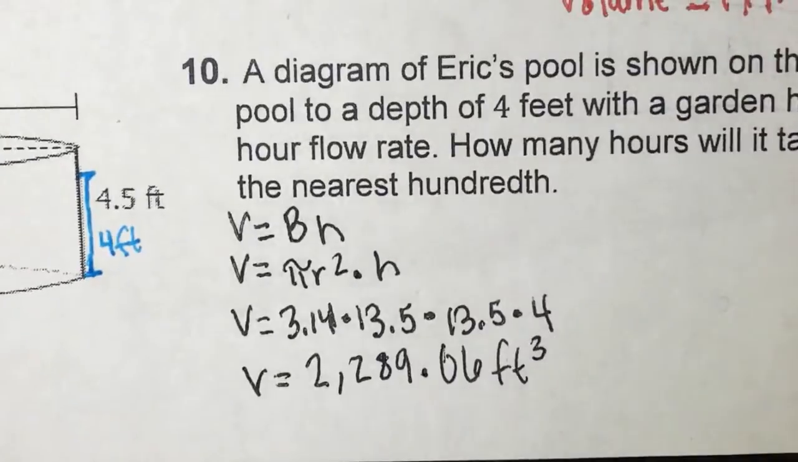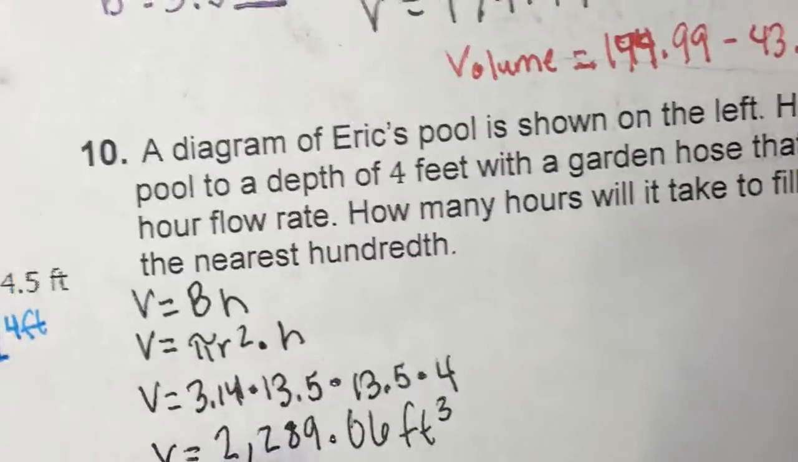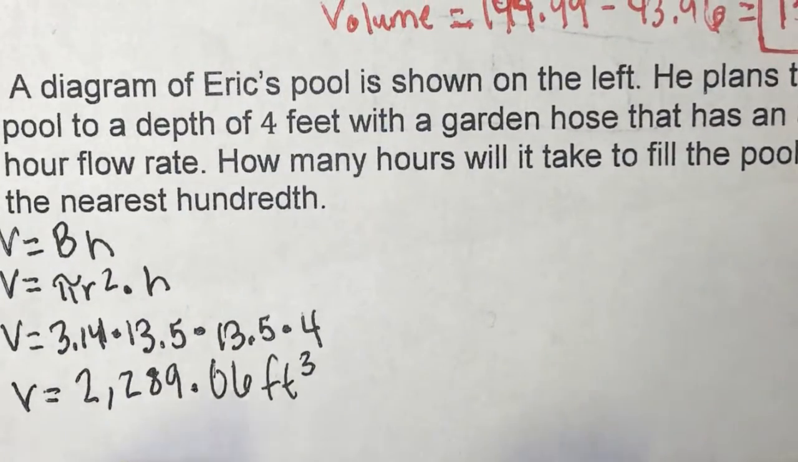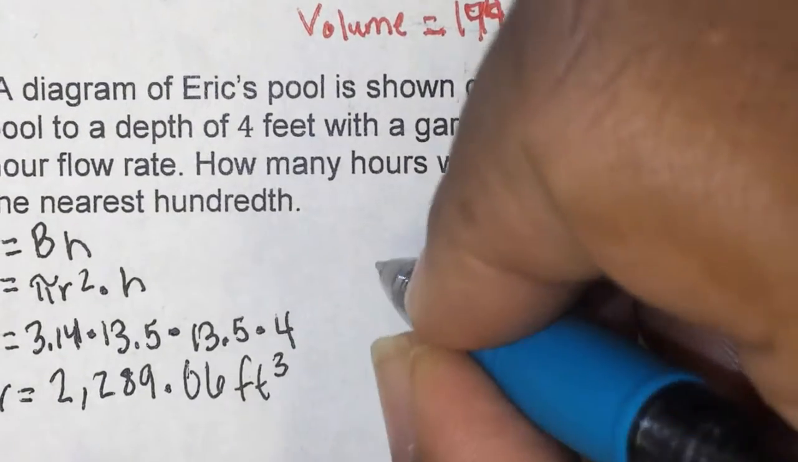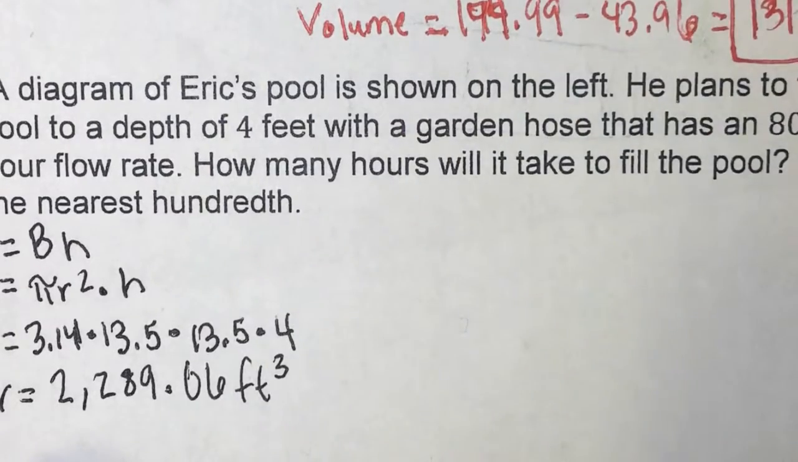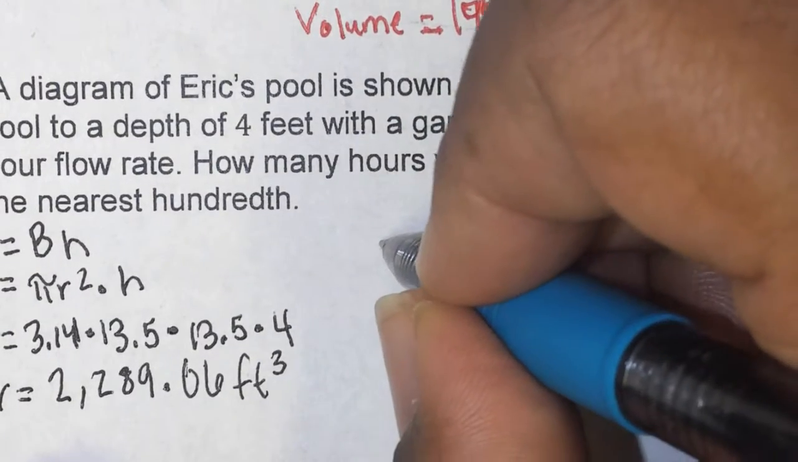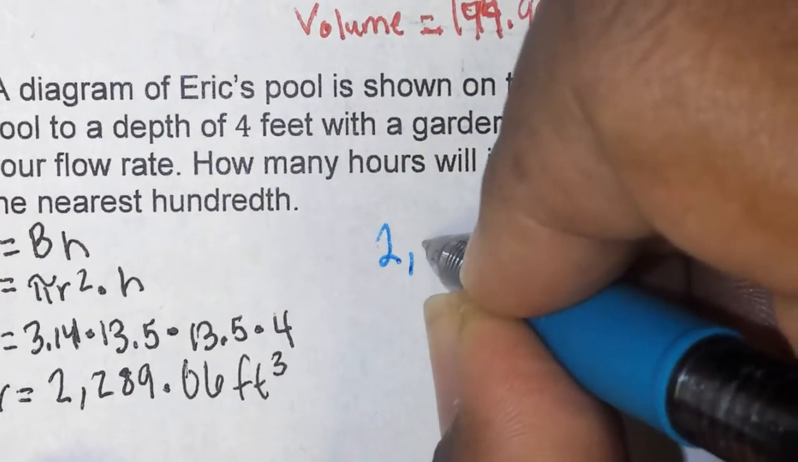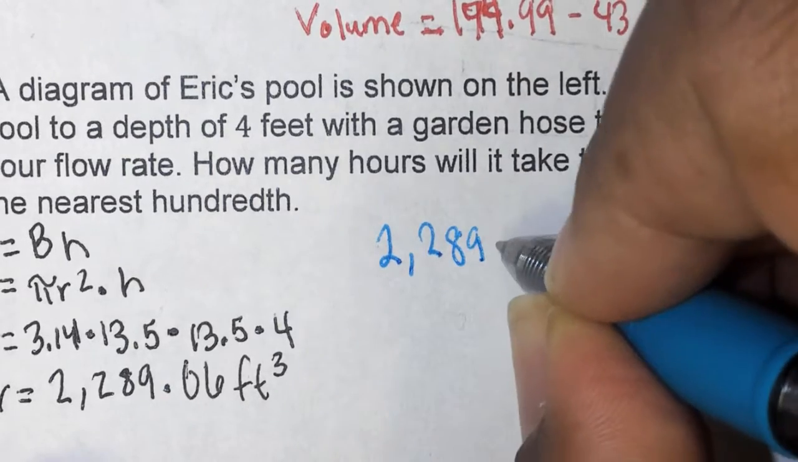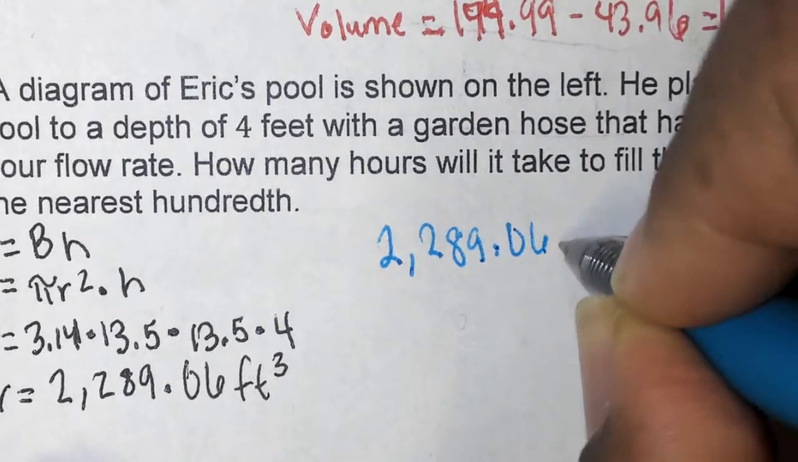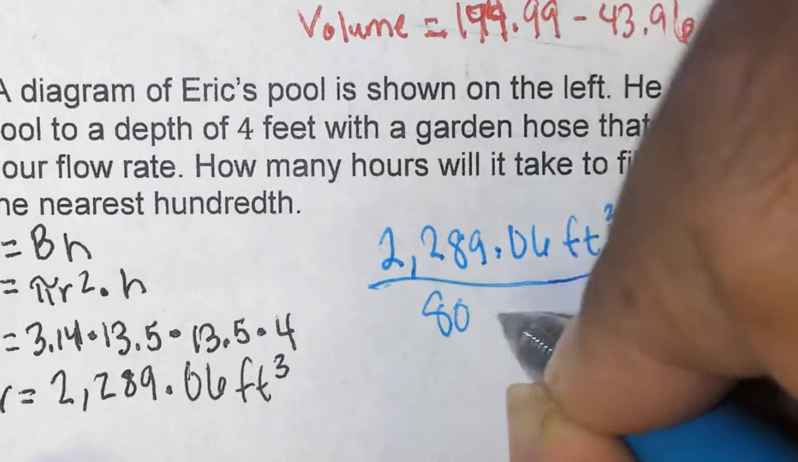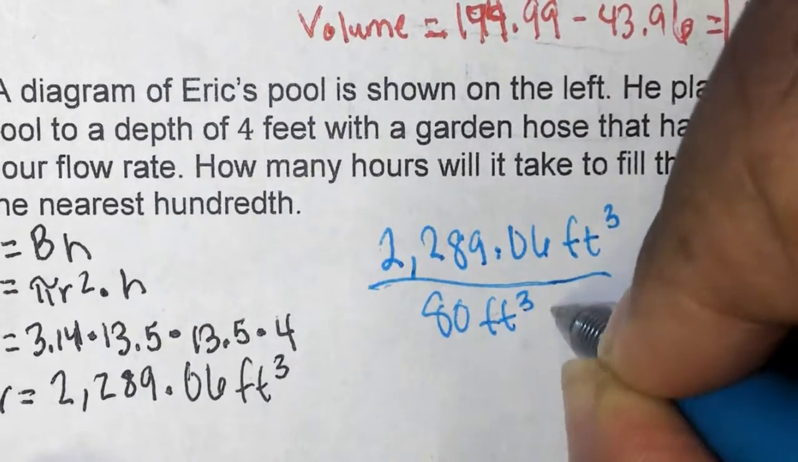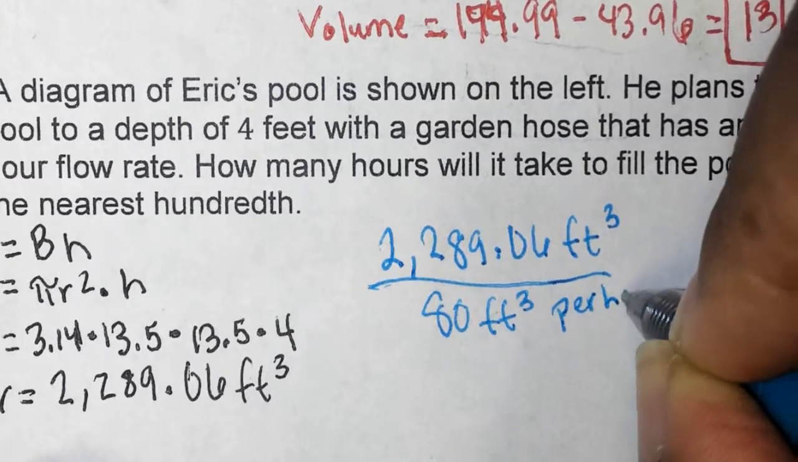This is feet cubed. So that's the volume of our pool. Then after that, we need to take that number divided by the flow rate, which is 80 feet cubed per hour. 28.6. Well, we're just going to the nearest hundredth. So 289.06 feet cubed divided by 80 feet cubed per hour. You do that, you'll get the hours.